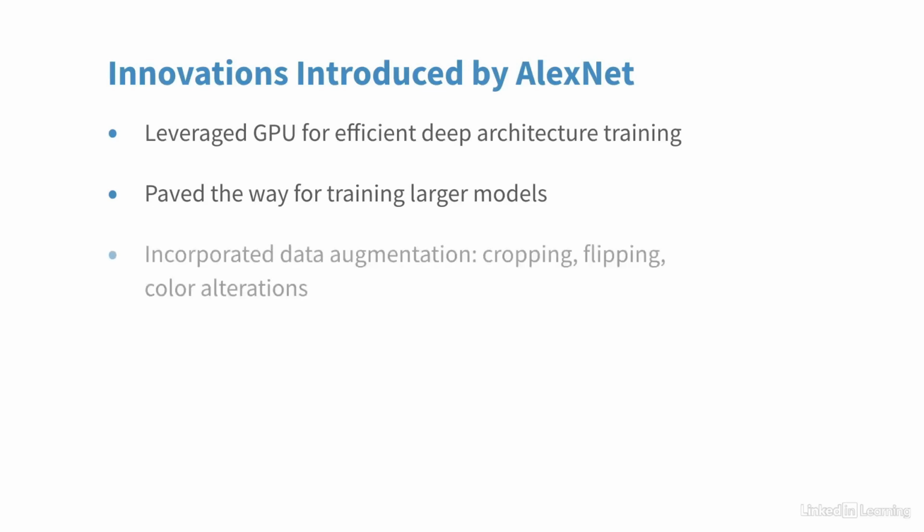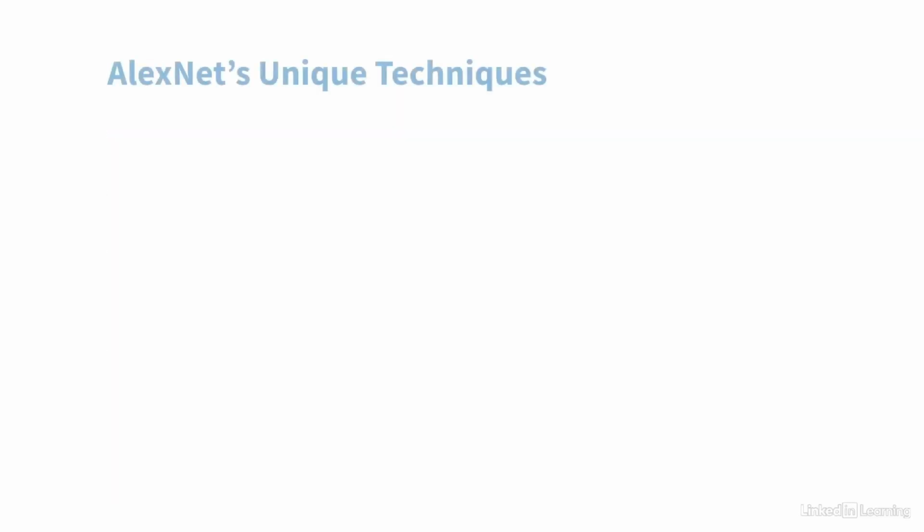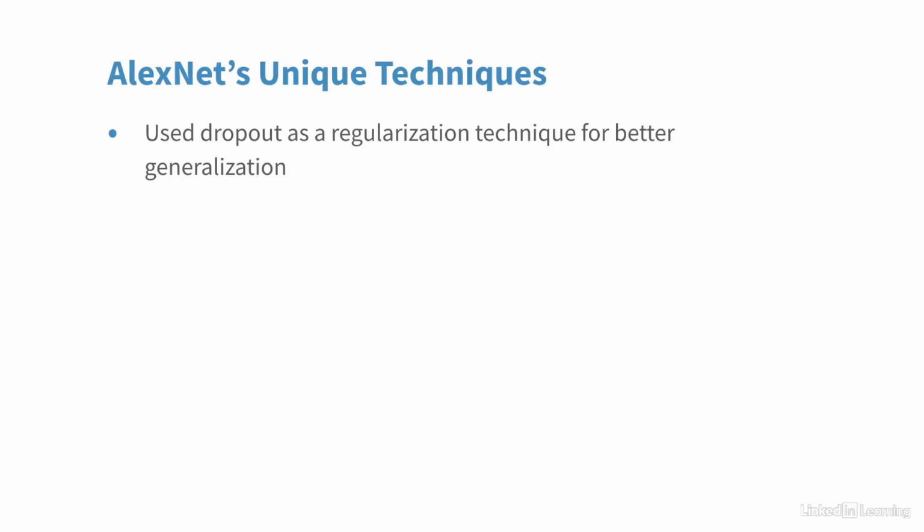AlexNet also introduced data augmentation techniques such as random cropping, horizontal flipping, and color alterations to increase the effective size of the training data set, which further improved generalization. AlexNet also introduced the use of dropout regularization. AlexNet employed dropout as a regularization technique to prevent overfitting. This enabled the model to generalize better to unseen data.